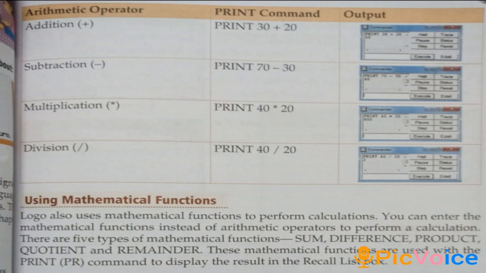Using mathematical functions. Logo also uses mathematical functions to perform calculations. You can enter the mathematical functions instead of arithmetic operators to perform a calculation. There are 5 types of mathematical functions: sum, difference, product, quotient, and remainder. These mathematical functions are used with the print or PR command to display the result in the recall list box.